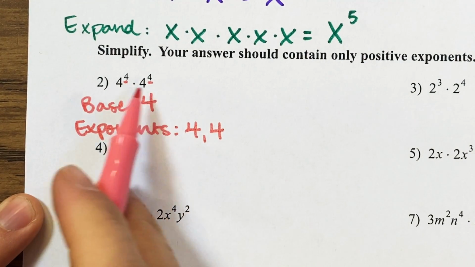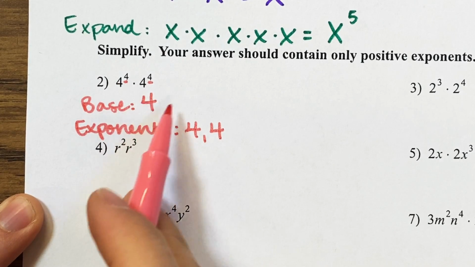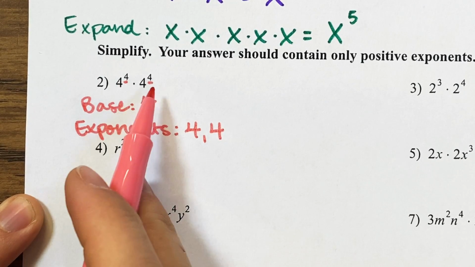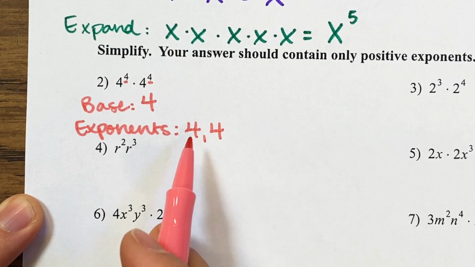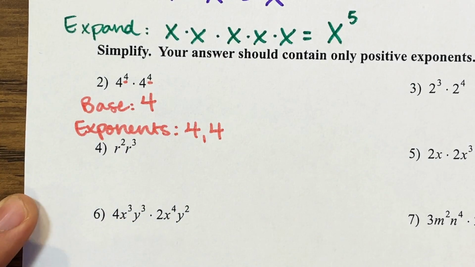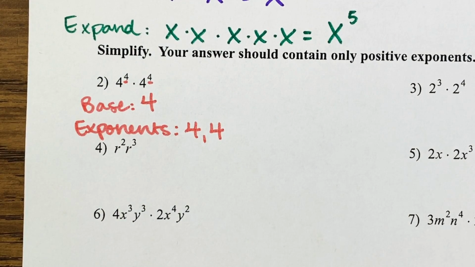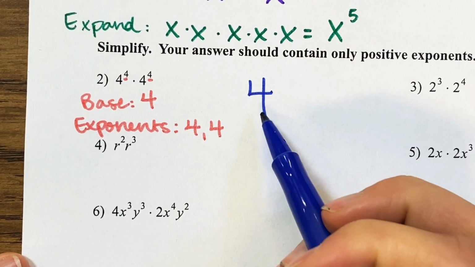Notice I only wrote one 4 for our base, right? As long as our bases are the same, that's okay. You only have to write one of them. Since they're both 4, we only have to write 4 once. For exponents, I want to write that there's a 4 there and a 4 there. There's a lot of 4s in this problem, and that's okay. So we know that our base is going to be 4. It's the same base, so our base is not going to change.